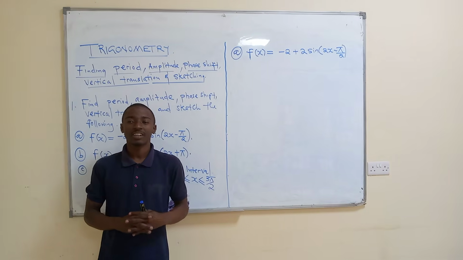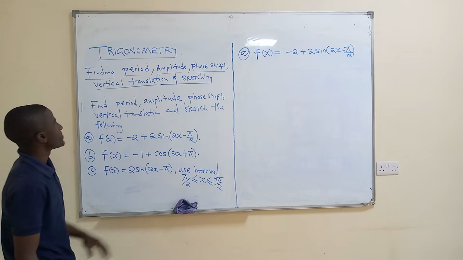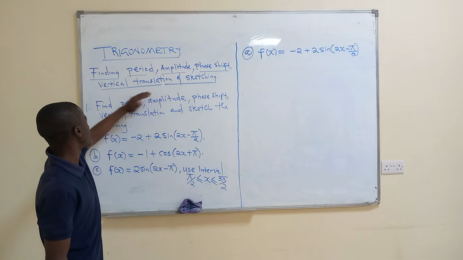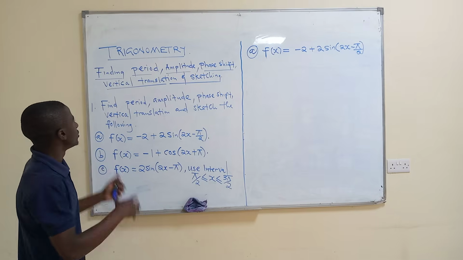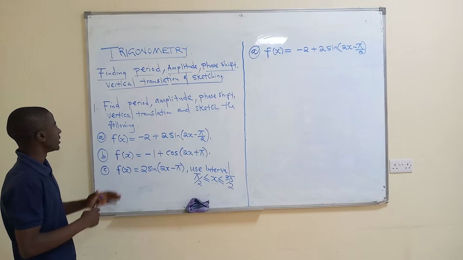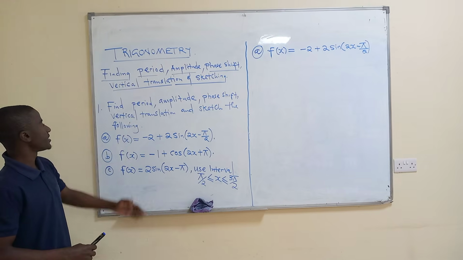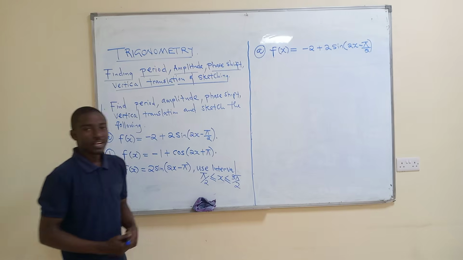My name is Enoch, and we are going to revise trigonometry together, specifically finding period, amplitude, phase shift, vertical translation, and also sketching the same trigonometry function. So the first question reads: find the period, amplitude, phase shift, vertical translation, and sketch the following.